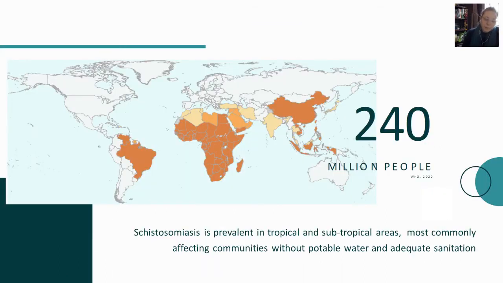And so 240 million people are affected by schistosomiasis, which is prevalent mostly in tropical and subtropical regions. We can see this on this map here, where the dark orange indicates regions with high transmission, so across the African continent, in South America, so in like Brazil, and across China here. And it most commonly affects communities, obviously, without access to potable water and adequate sanitation.